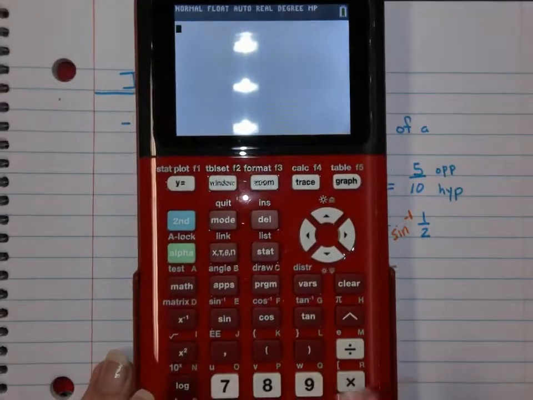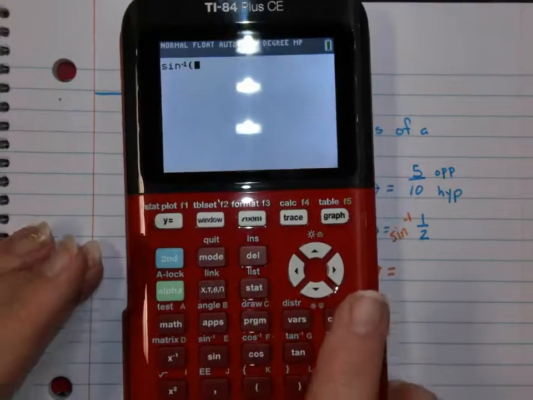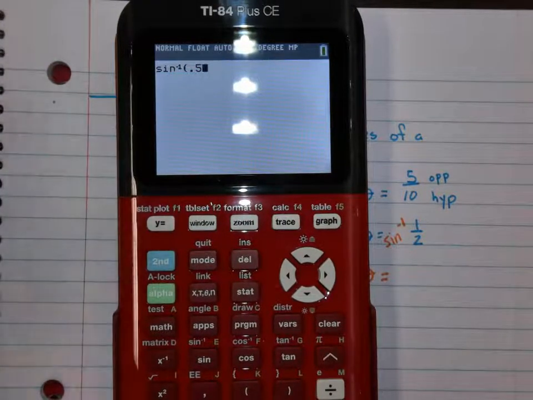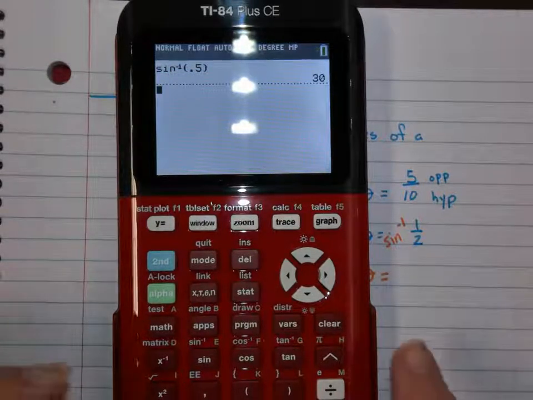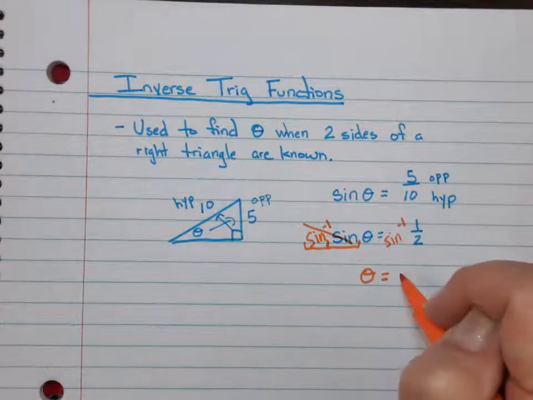So I'll put my calculator here where we can zoom out so we can see. So we're going to press inverse sine, right? So it's going to be second sine for inverse sine. We're going to put in 0.5, or you could do 1 divided by 2 or 5 divided by 10. Enter, and we get 30. Theta is 30 degrees.